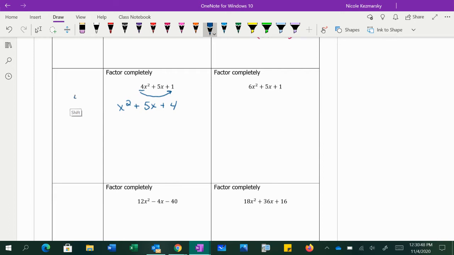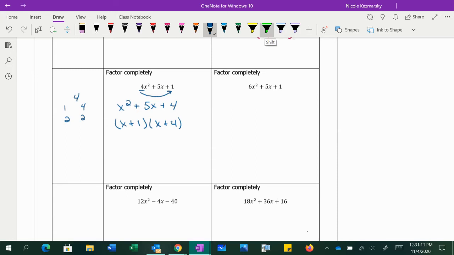I'll do a list of factor pairs for 4. So 1 and 4, 2 and 2. I want the pair that's going to add to 5 but multiply to 4. So it looks like 1 and 4. So I'm going to say x plus 1 and x plus 4.